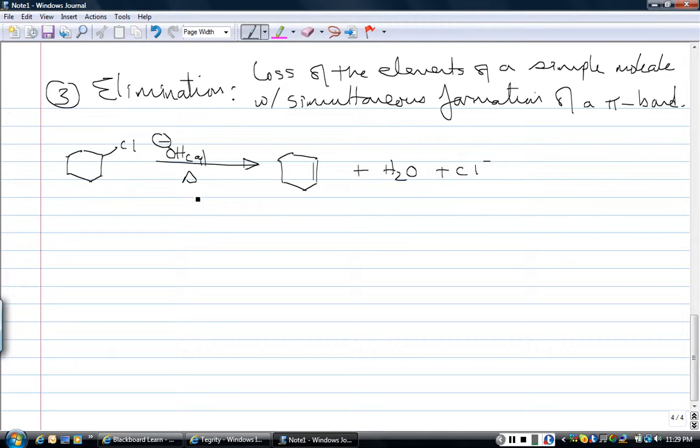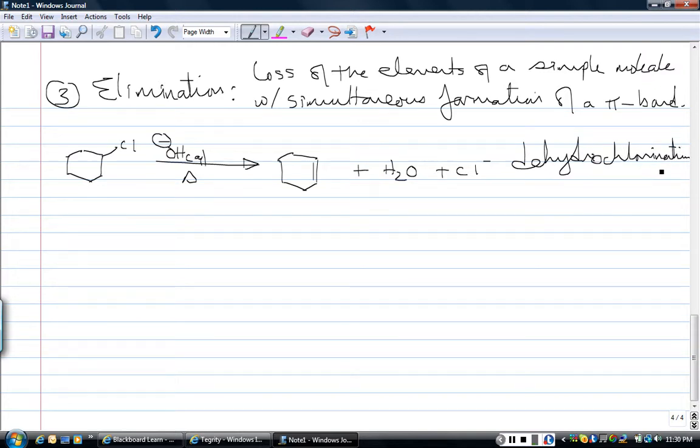Okay, so I don't have to form HCl for the reaction to be an elimination reaction. All that has to happen is that HCl must be lost from the organic compound. And by the way, I'd call this reaction a dehydrohalogenation, or I can be more specific: dehydrochlorination, because I know that the species being lost is HCl.